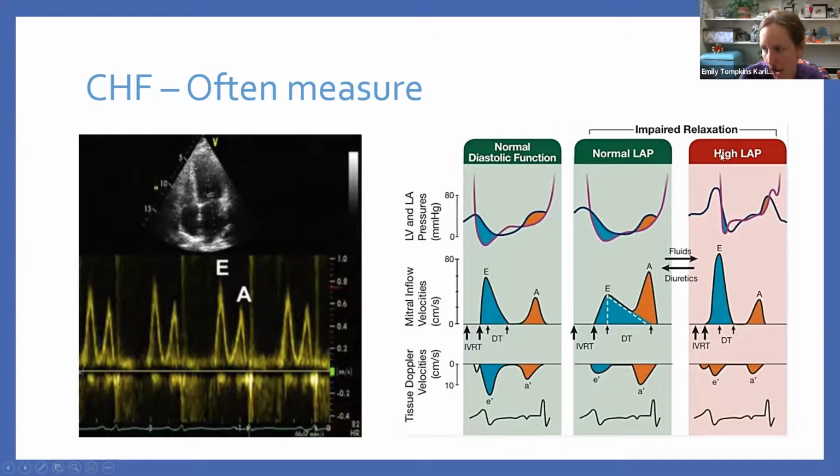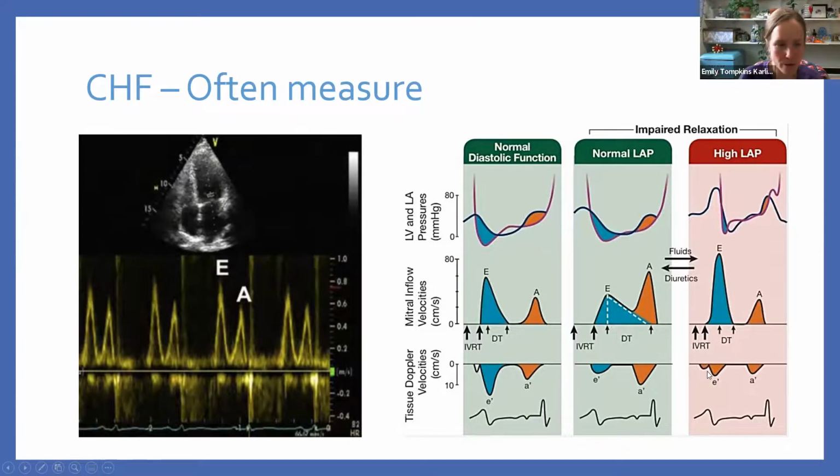So that once you get a high left atrial pressure, then that high left atrial pressure is going to push this gush of blood in more rapidly with the early filling, and you're going to get a more feeble contribution from your A wave. So then you get an E wave that's much bigger than the A wave, and your E prime and your A prime stay pretty small.